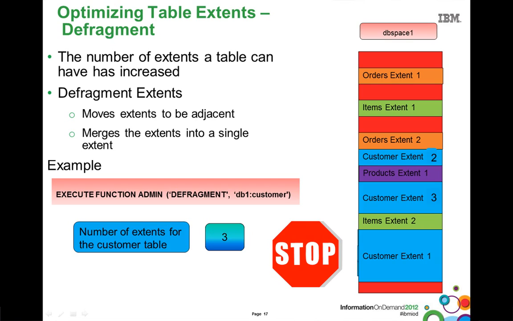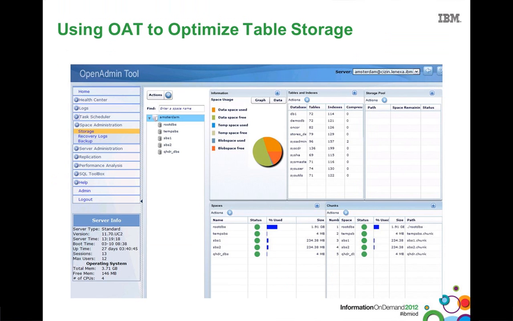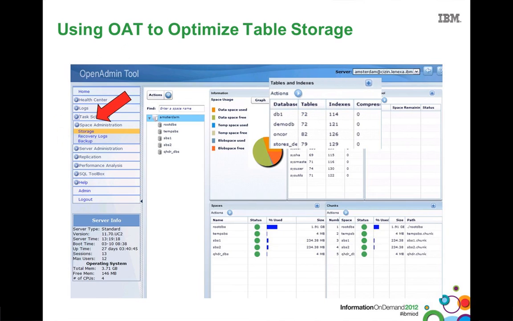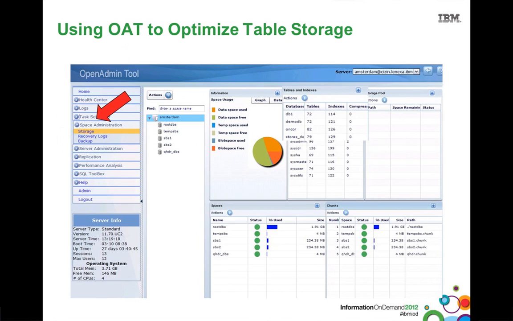So in OAT, there is a tables and indexes pod which you can go to and view and take those actions right on this table. So you click on the storage, and then you'll have to look at the tables and indexes and expand that mini pod into a larger screen.